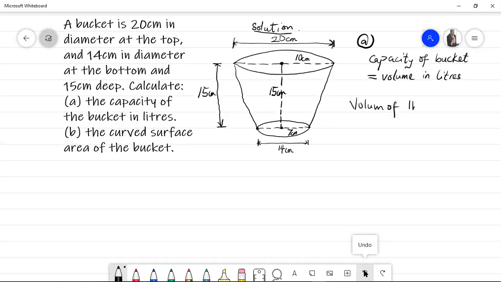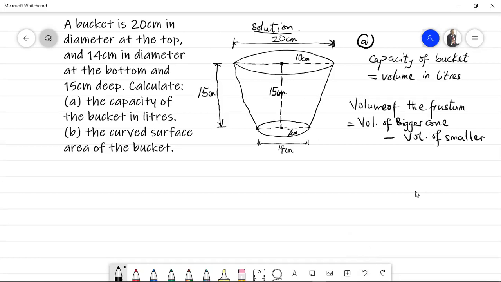of the frustum of a cone. I'm sure we can remember that from our previous lessons. The frustum of a cone definitely is going to be, the volume is going to be volume of the bigger cone when we bring it out, minus the volume of the smaller cone. You'll be wondering, where exactly is the bigger cone and where exactly is the smaller cone? Let me show you that very quickly.